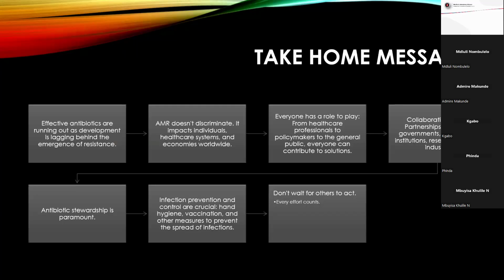Just as a take-home message, I think I've tried to share what AMR is and what we can do. You can take this message as a laboratory person and also as someone who lives within the community. We need to understand that the effectiveness of antibiotics is running out and there is less development. So we need to prevent it in one way or the other. AMR is not discriminatory.